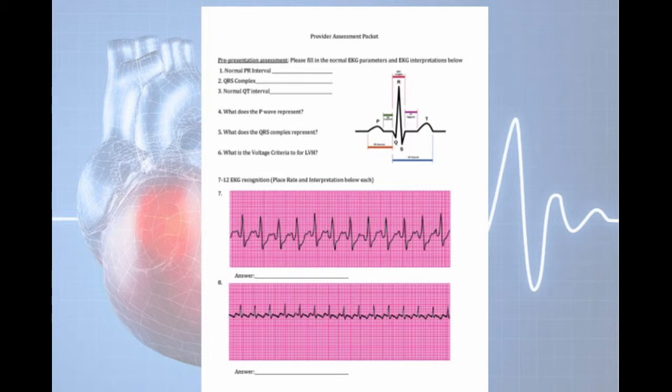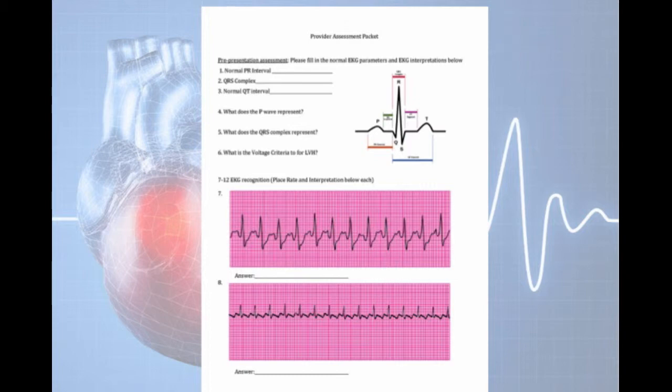This varies from patient to patient depending on if they have underlying disease processes like congestive heart failure or COPD. The normal QT interval is usually about 420 milliseconds. That's 0.42 seconds. And obviously this will vary depending on if their heart rate is faster or not.